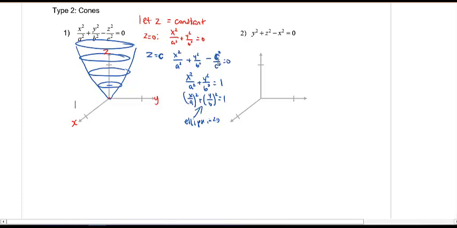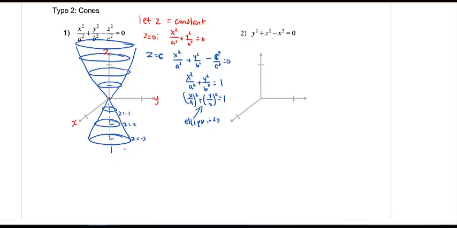And by the way, I could have made it negative 2, right? Because a negative value all squared still becomes positive, so I have the similar thing on the other side, so you get the same feature on the negative values of Z. So this is kind of extending the Z axis way down. This could be Z equals negative 1, this could be Z equals negative 2, Z equals negative 3, and so on. So in this particular equation, you got, I guess, a double-napped cone. All right.